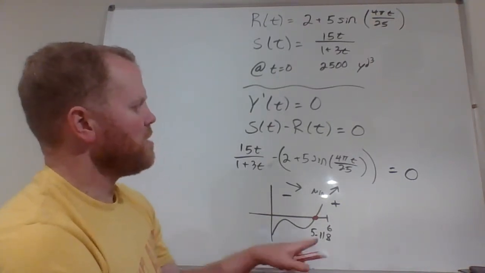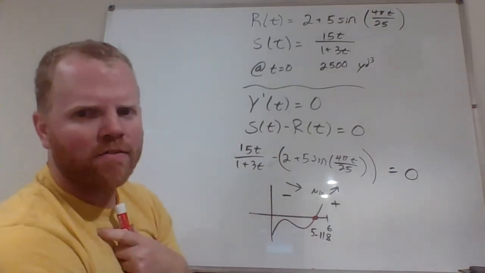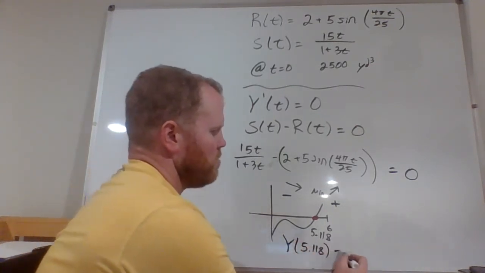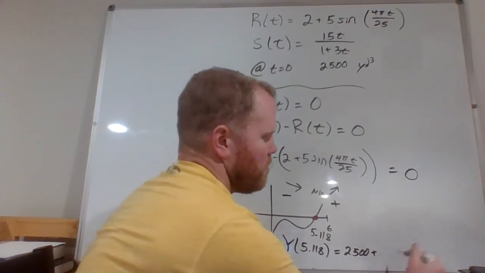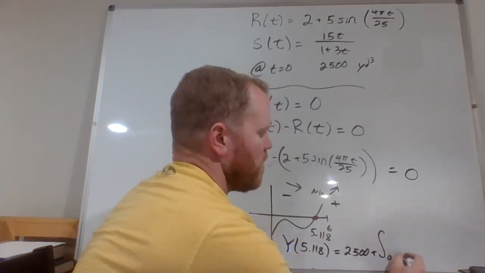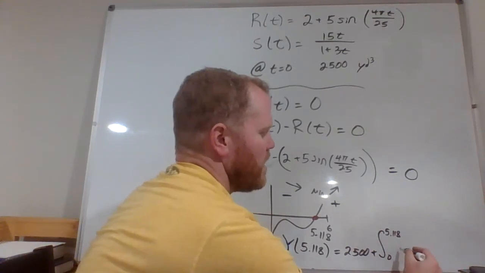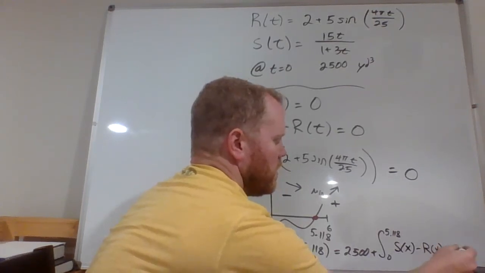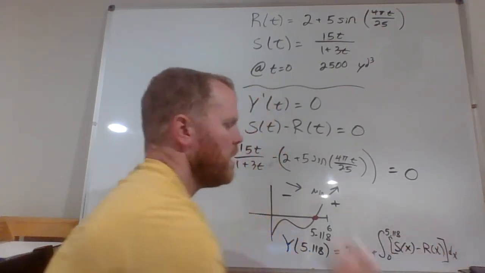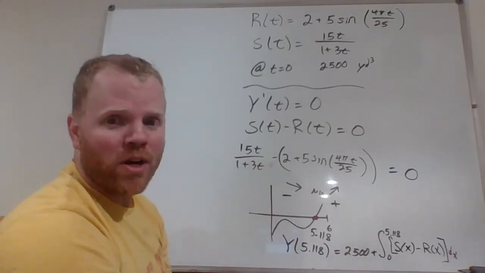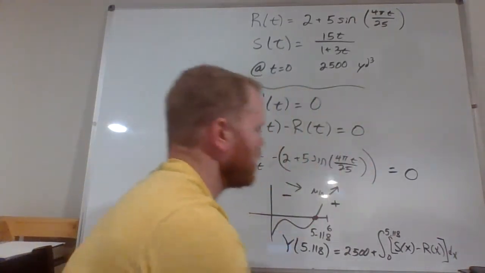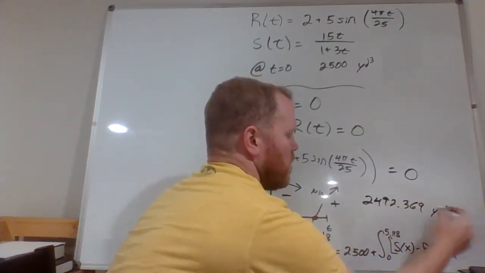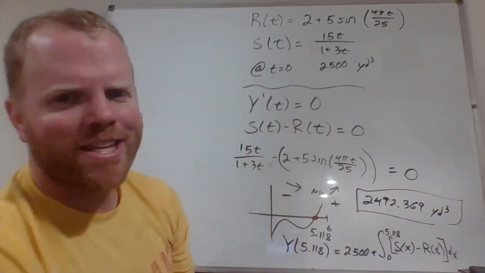It's not just asking you what value of t produces the min, it's asking you to find that min. So we need to plug in 5.118 back into that y of t function we made in part B. So y of 5.118 should be 2500 that we started with, plus the integral from 0 to 5.118 of the s of x function minus the r of x function dx. And when I did this, I got 2492.369 cubic yards.